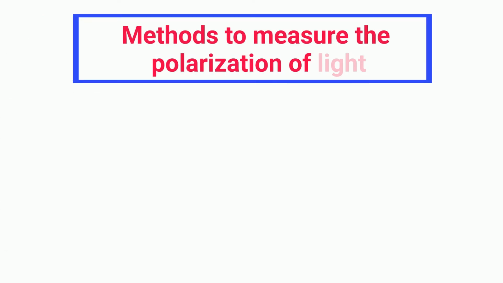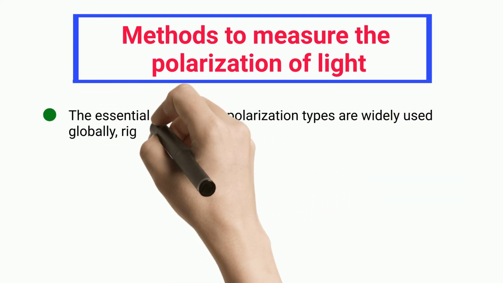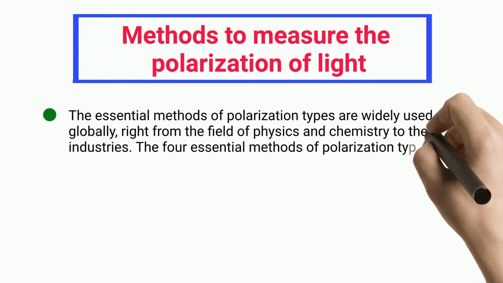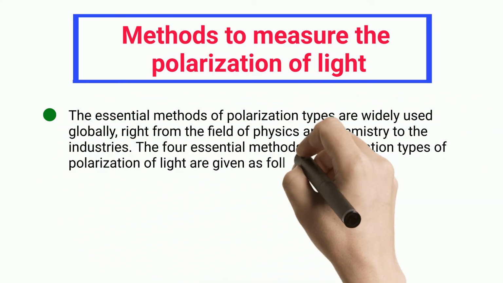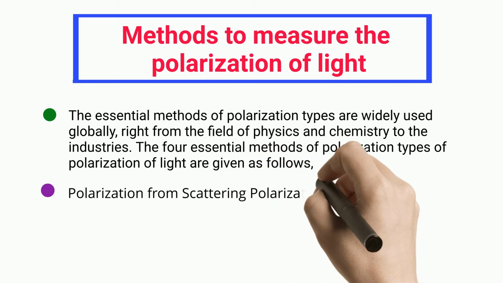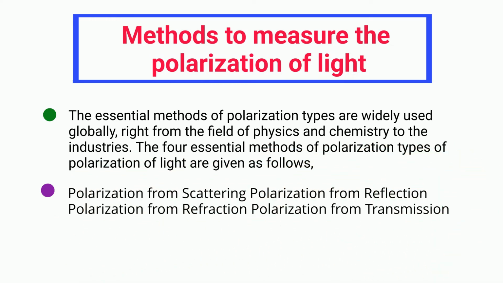Methods to measure the polarization of light. The essential methods of polarization types are widely used globally, right from the field of physics and chemistry to the industries. The 4 essential types of polarization of light are as follows: polarization from scattering, polarization from reflection, polarization from refraction, polarization from transmission.